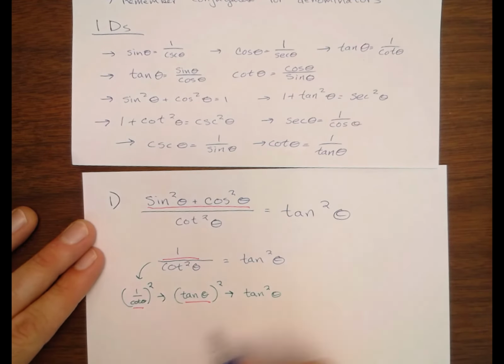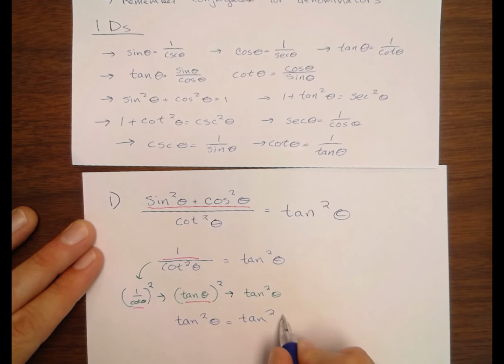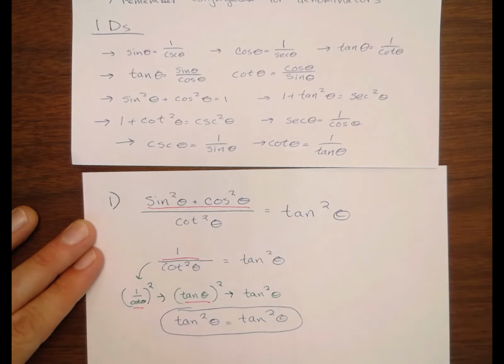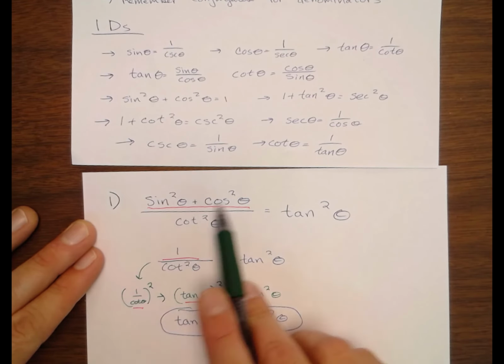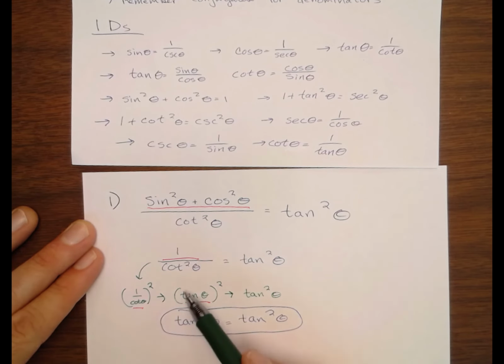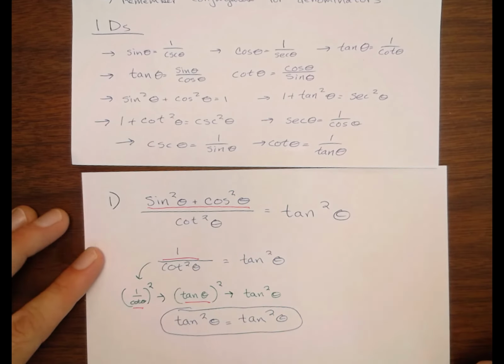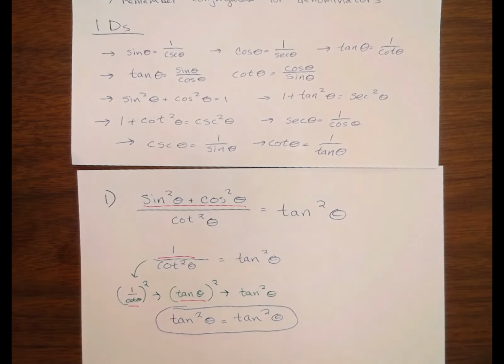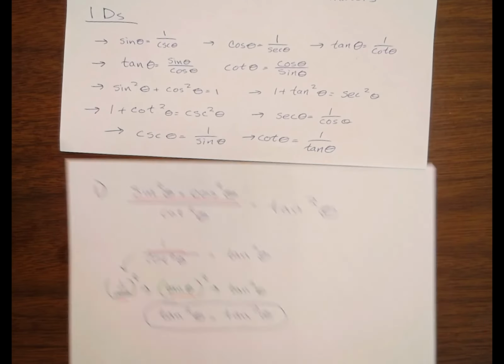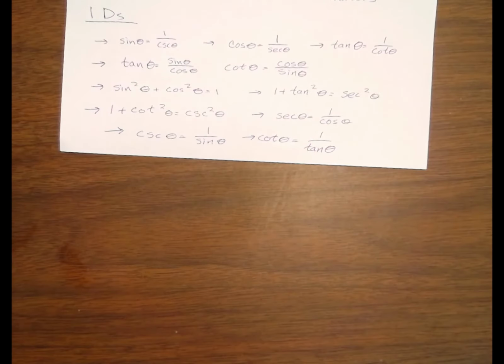Anyways, that brings us to tangent squared theta equals tangent squared theta. And that is our goal, to get the left side to equal the right side. The only thing that I've done in this particular example is make a substitution here. Sine squared theta plus cosine squared is really 1. And then make the substitution 1 over cotangent is really equal to tangent. Pause the video if you need to look at that any further. Next example.